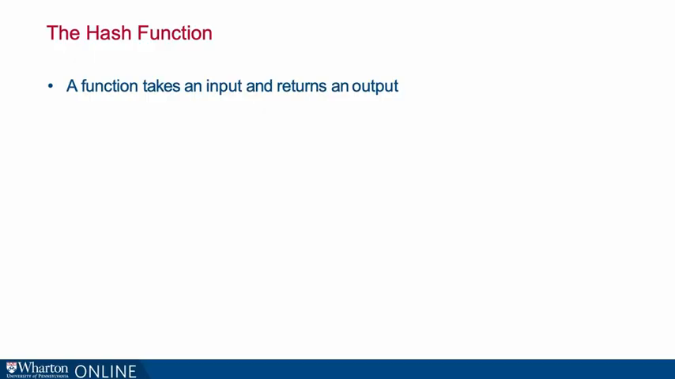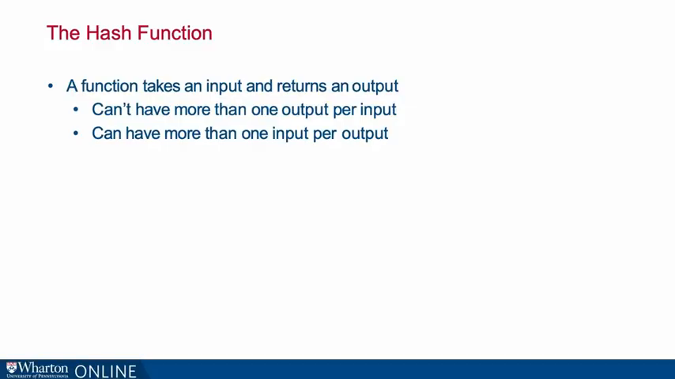Now, a hash function is something amazing. Well, a function is simply something that takes an input and returns an output. Now, what makes a function is that you can't have more than one output per input. Namely, if you put in the same input, however many times you put in that input, you get the same output. That's the defining characteristic of a function. However, you can have more than one input per output.